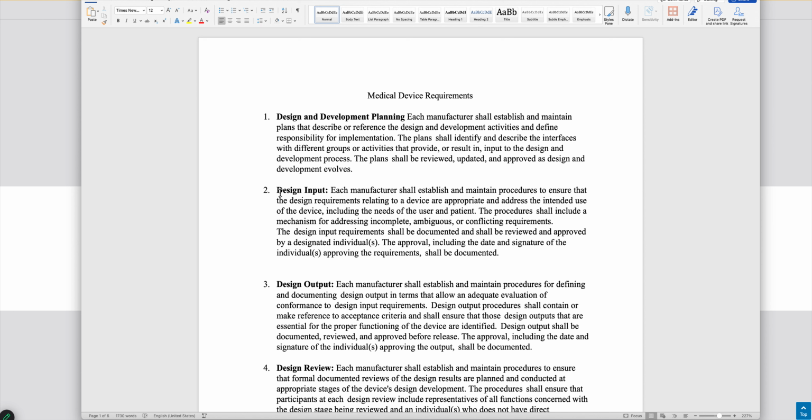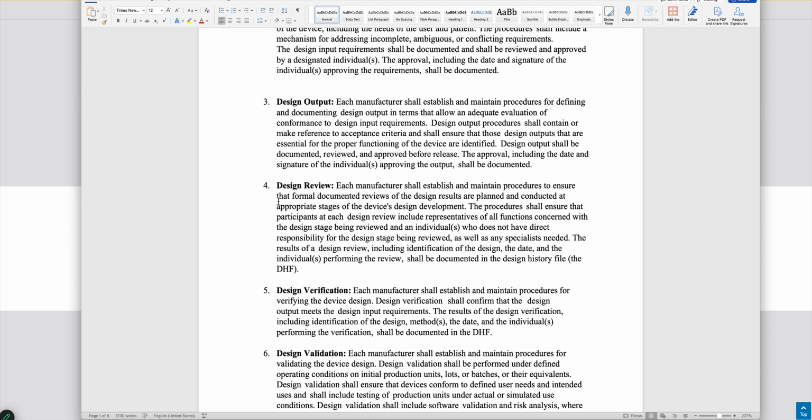Related to the design input, each manufacturer shall establish and maintain procedures to ensure that the design requirements relating to a device are appropriate and address the intended use of the device. It includes the needs of the user and the patient. The procedure shall include a mechanism for addressing incomplete, ambiguous, or conflicting requirements. Again, we have a design input document as well, and we are going to add this document in the folder. We call that the file history.